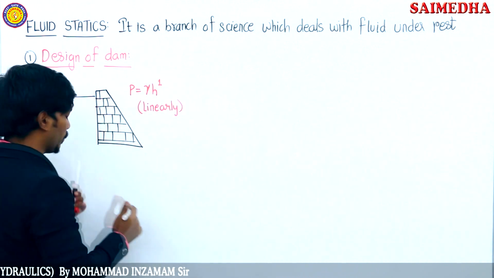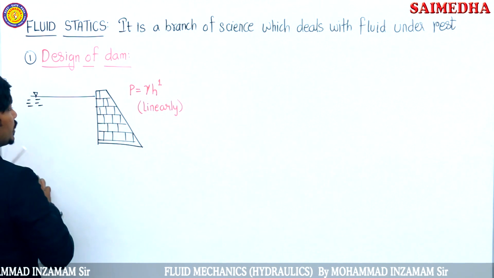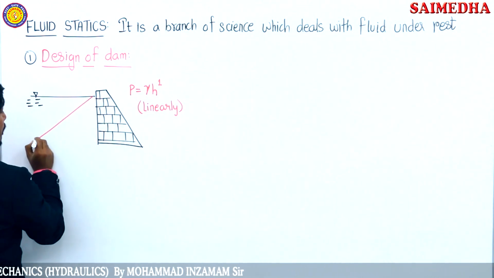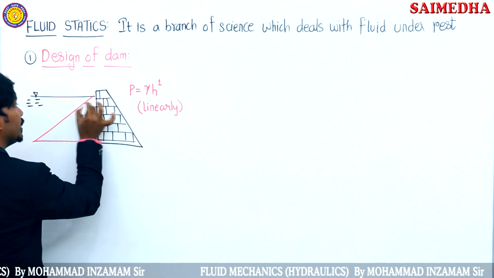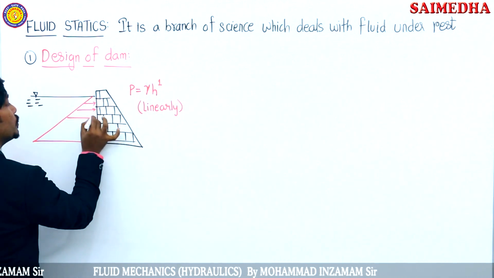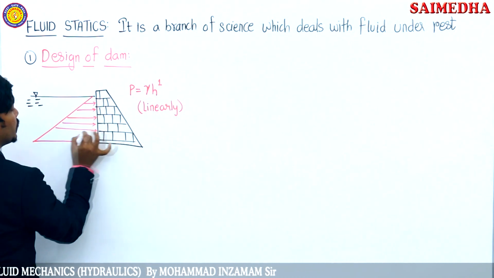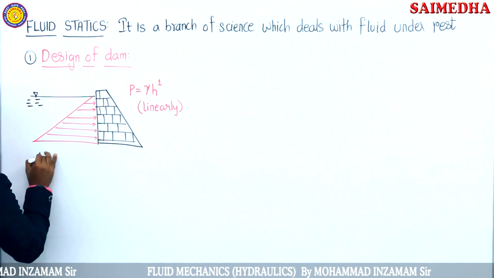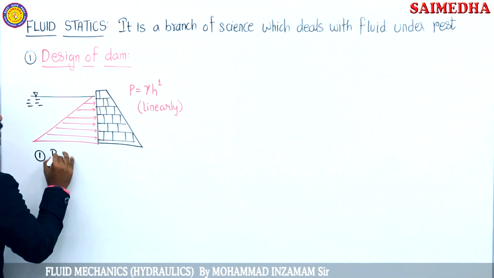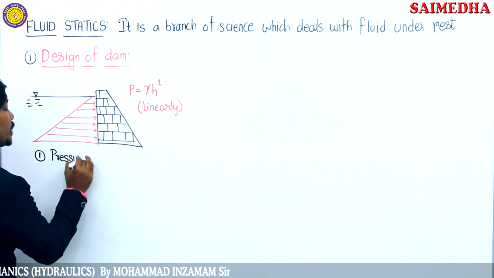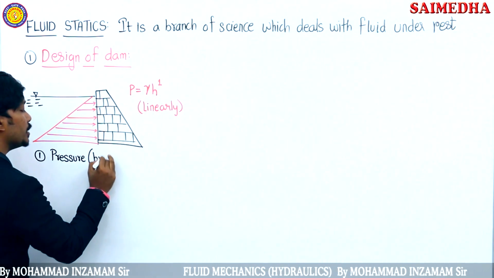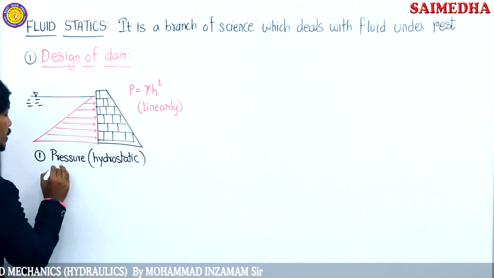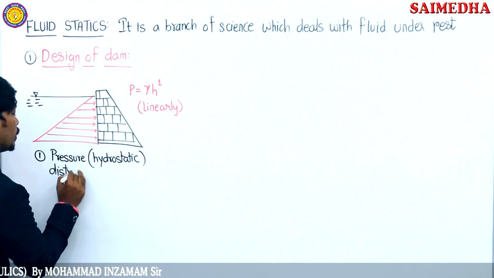We will write all the important points separately. What is the pressure distribution diagram? Observe here, this is the pressure distribution diagram that we are going to focus on and remember. Pressure is increasing as the depth of water increases. So the first important point: what is this diagram called? This diagram is called the pressure distribution diagram, guys, or hydrostatic pressure distribution diagram also you can write.